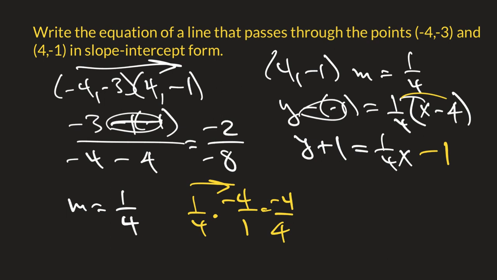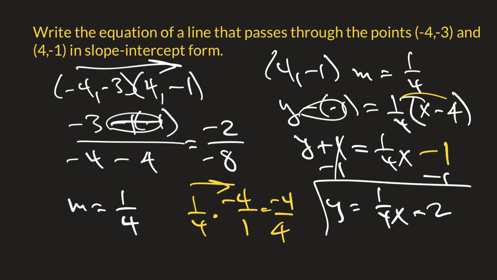Okay, to get y by itself, what's the last thing leaving? Agreed. Subtract 1. Y equals 1/4 x. What's negative 1 minus 1? Negative 2. So again, you could end up with a fractional slope. Give it a chance. There's a good chance it's going to work itself out pretty nicely.